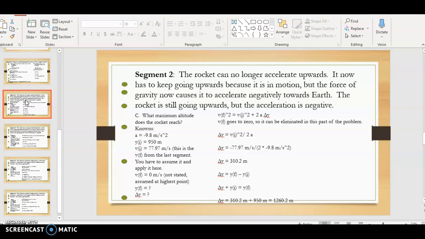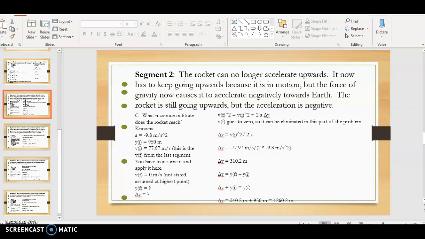So what is the maximum altitude that this rocket can reach? Well, we know that the acceleration has now changed. It's no longer 3.2 meters per second squared. It is negative 9.8 meters per second squared. My yi, or my initial height, notice the initial now starts at 950 meters. My vi, my initial velocity, was my final velocity in the previous part of the problem, and that is 77.97 meters per second.